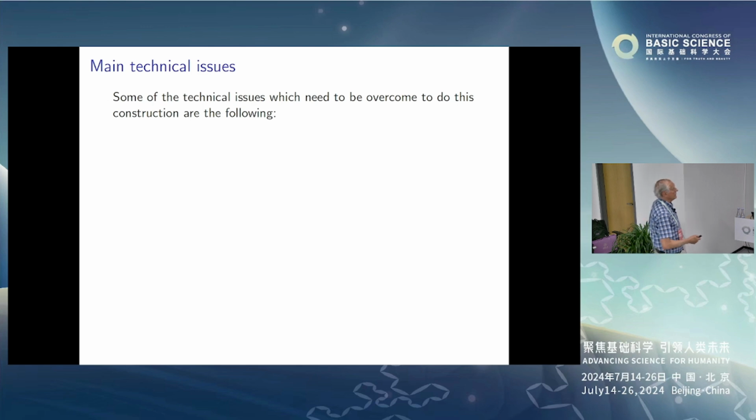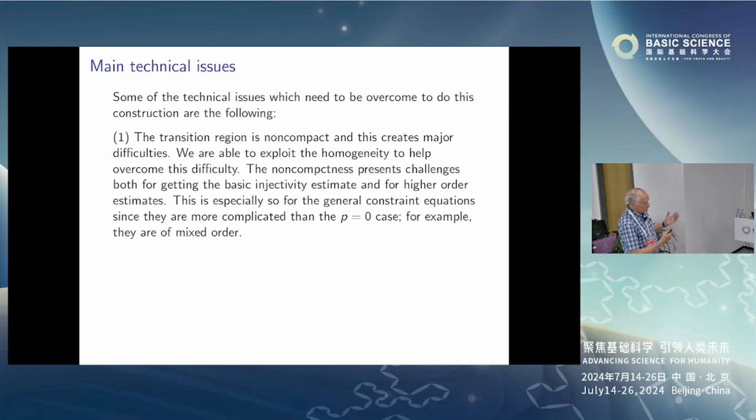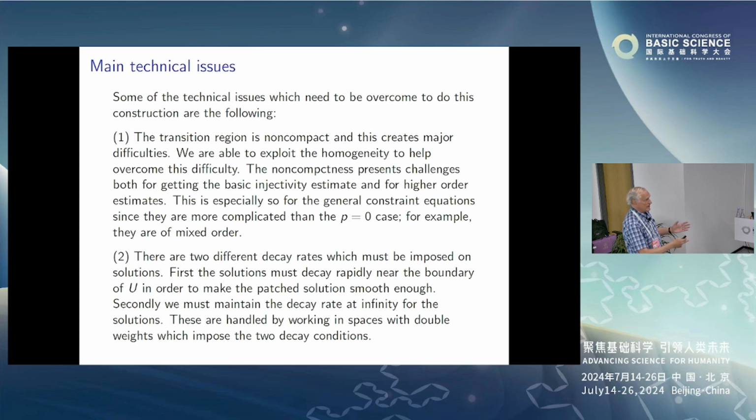And so again, the main technical issues that we encountered here are that the transition region is non-compact, and so you have to prove these Poincare type inequalities on these non-compact regions with suitable decay. And the second thing is the fact that there are two different decay rates: the decay at infinity and the decay near the finite boundary.